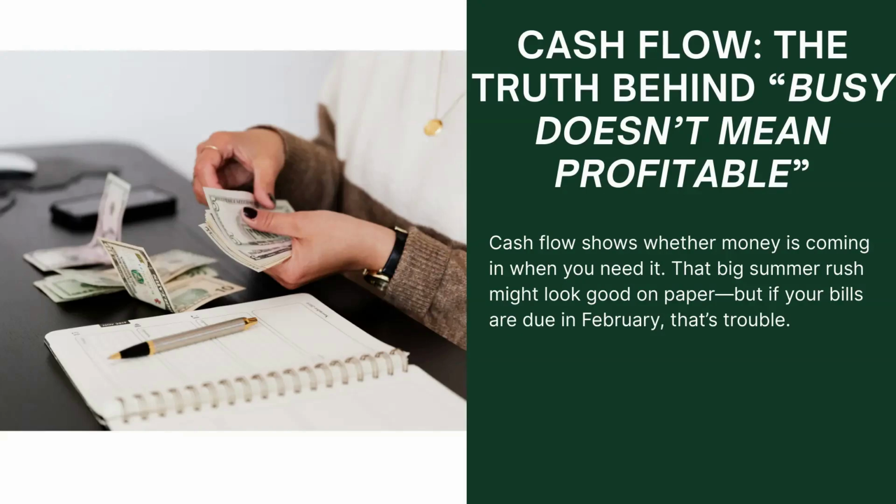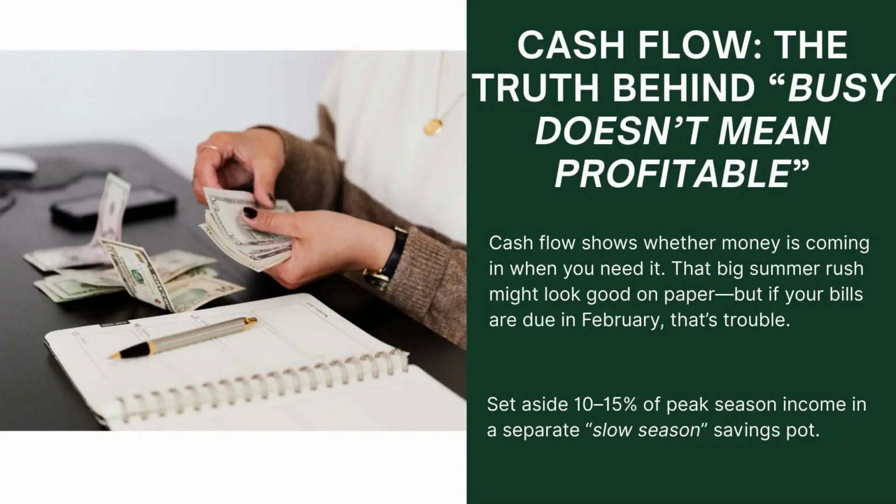A great tip from the Build Your B&B from Dream to Doors Open course: set aside 10 to 15% of peak season income in a separate slow season savings pot. And remember, your suppliers don't care if it's the low season. They still want to get paid.